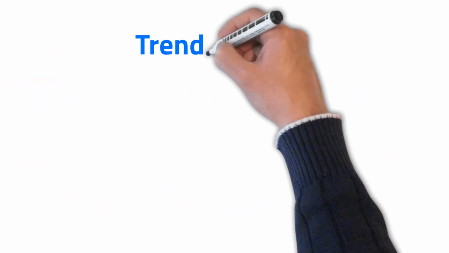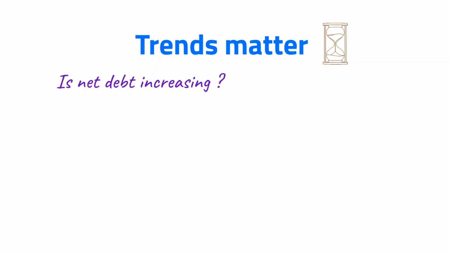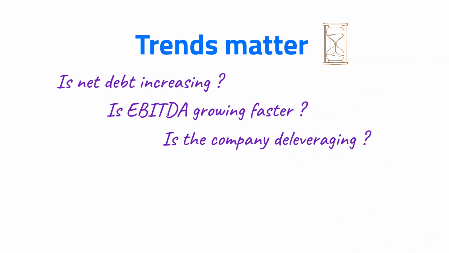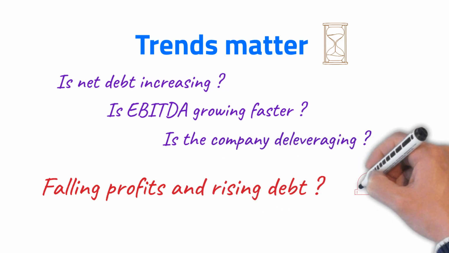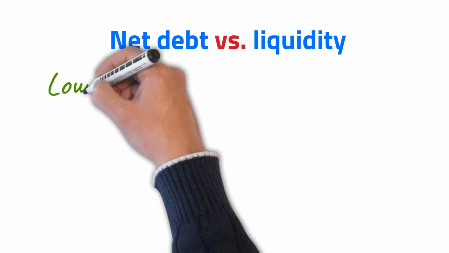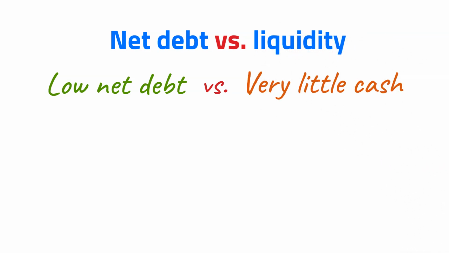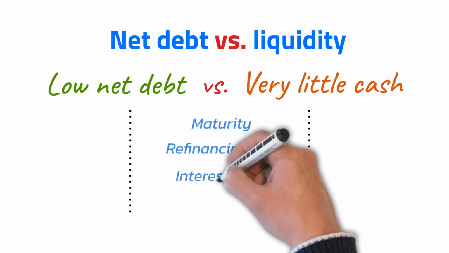Net debt should also never be analyzed only once. Trends matter. Here you should ask yourself: is net debt increasing? Is EBITDA growing faster? Is the company deleveraging? A company can survive high debt if profits and cash flow are growing. But falling profits and rising debt? That's dangerous. Net debt also connects directly to liquidity. A company may have low net debt, but also very little available cash flow, or vice versa. That's why analysts also look at maturities, refinancing risk, interest rates, covenant pressure.